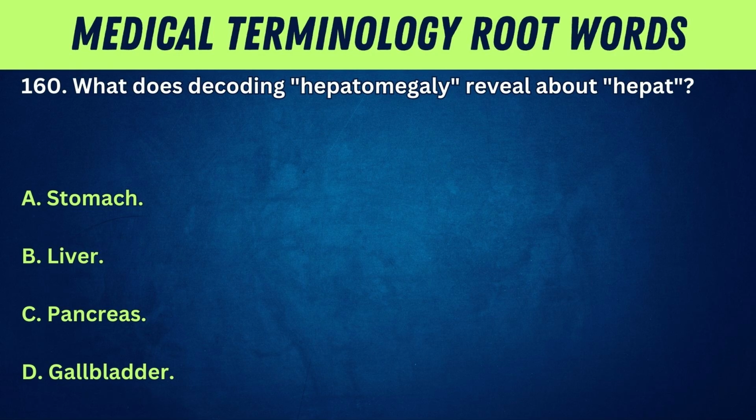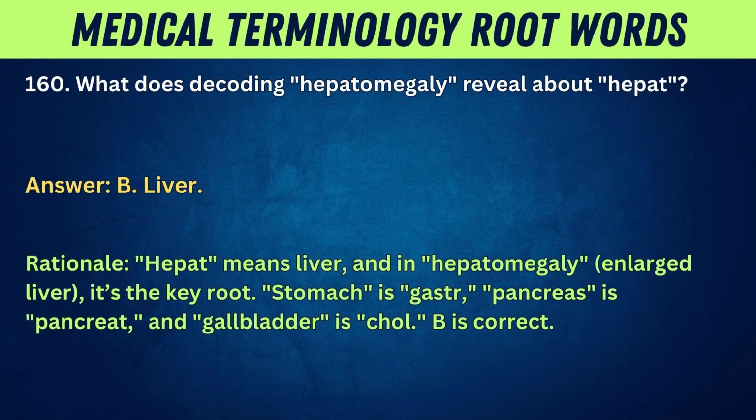160. What does decoding hepatomegaly reveal about hepat? A. Stomach. B. Liver. C. Pancreas. D. Gallbladder. Answer: B. Liver. Rationale: hepat means liver, and in hepatomegaly, enlarged liver, it's the key root. Stomach is gastr, pancreas is pancreat, and gallbladder is chol. B is correct.